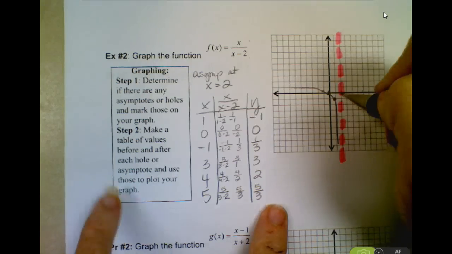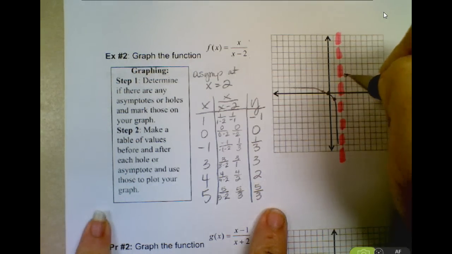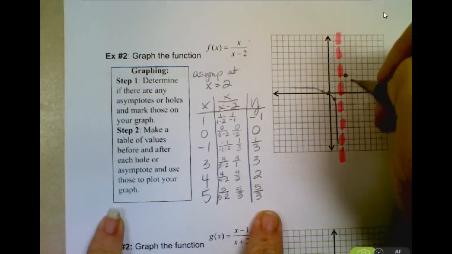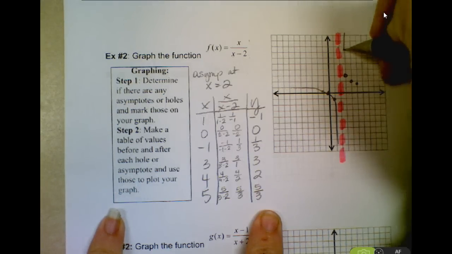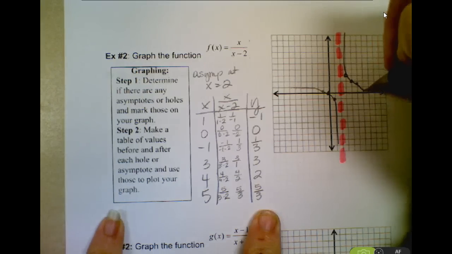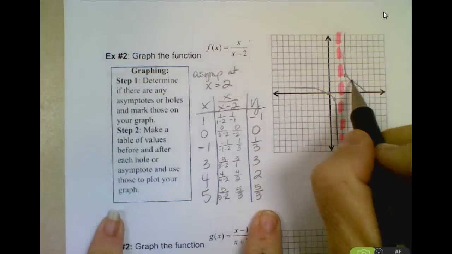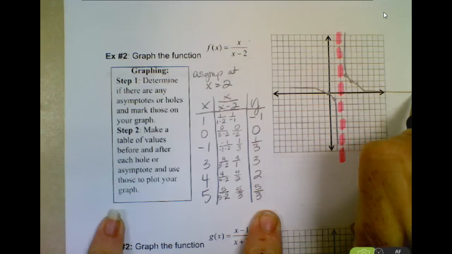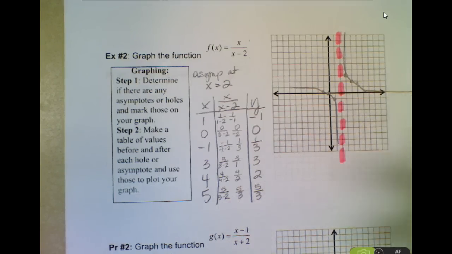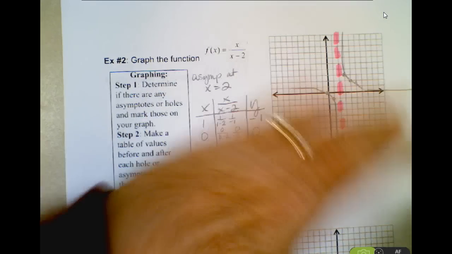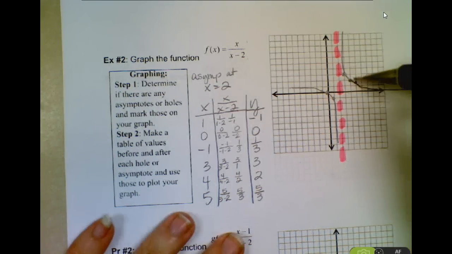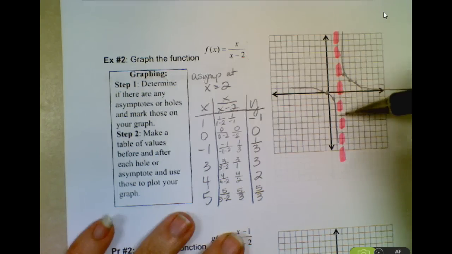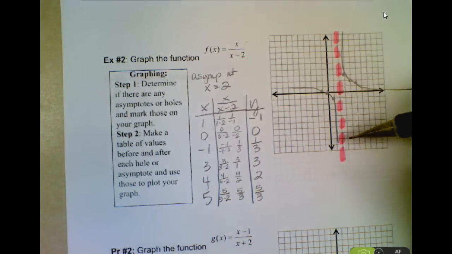Now if we graph those points, we have (3, 3), (4, 2), and (5, 5/3), up a little bit like that. So it's reflecting like that. This should be a little bit more curved, not so diagonal. Our graph approaches along both sides of that asymptote but never actually touches the asymptote.